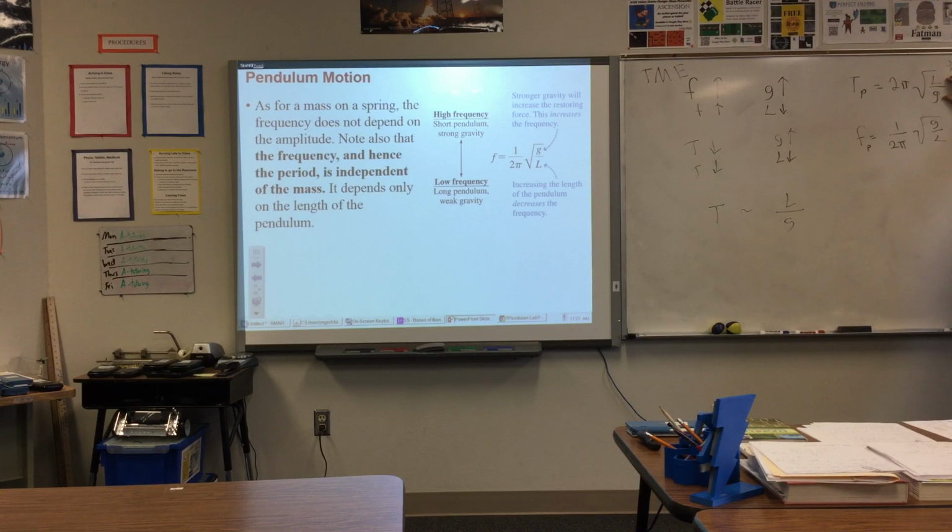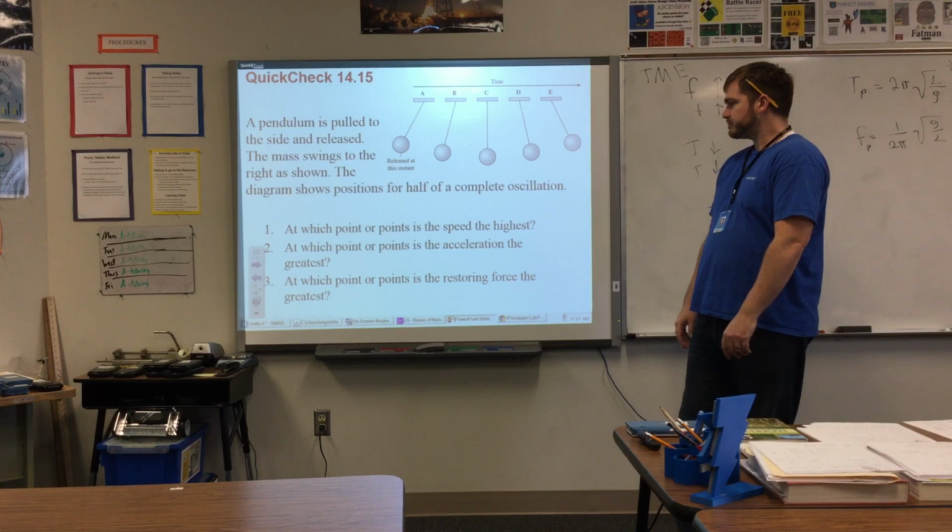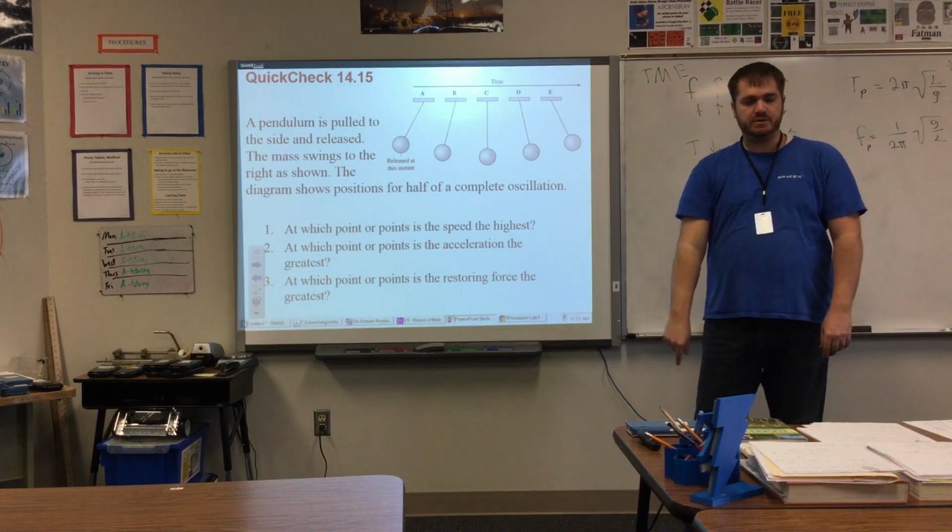What are the things that don't make a difference in the pendulum period? Mass, also. The initial amplitude does not make a difference in that time period. Okay? So let's see if we can very quickly answer these questions.